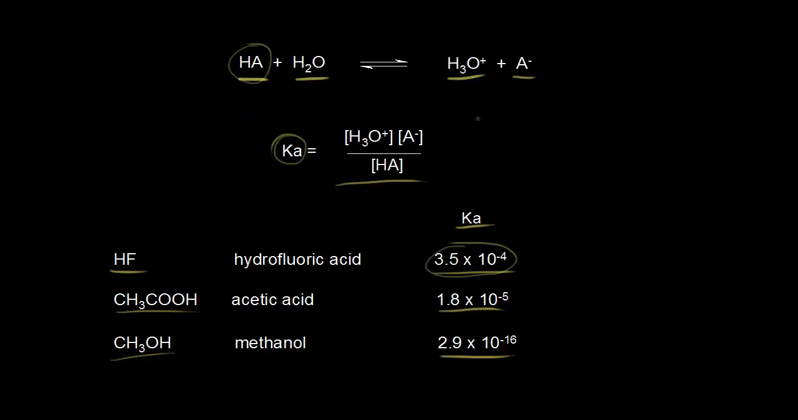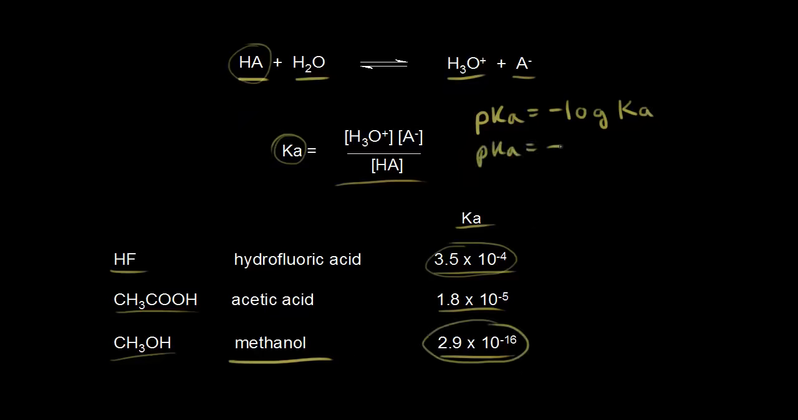So let's talk about pKa. So the pKa is defined as the negative log of the Ka. So if we wanted to find the pKa for methanol, all we have to do is take the Ka and take the negative log of it. So the pKa is equal to the negative log of 2.9 times 10 to the negative 16.